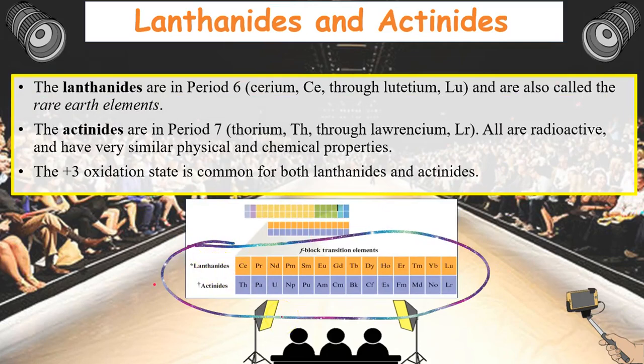So the lanthanides are going to be in period 6. They're also called the rare earth elements, while the actinides are going to be in period 7. Okay, and they're all going to be radioactive and have very similar physical and chemical properties, which is really cool because a lot of times we're talking about how sometimes they don't, but we do have groupings like with the actinides where they do have similar physical and chemical properties.